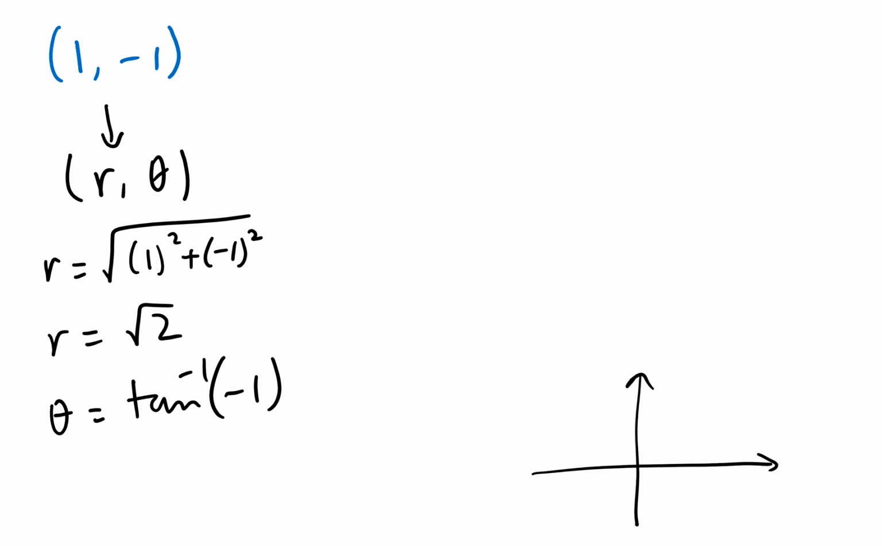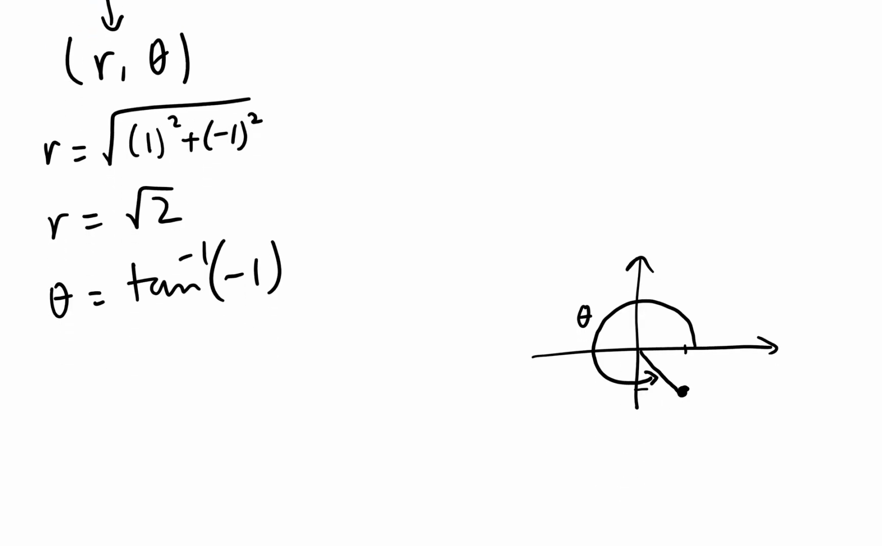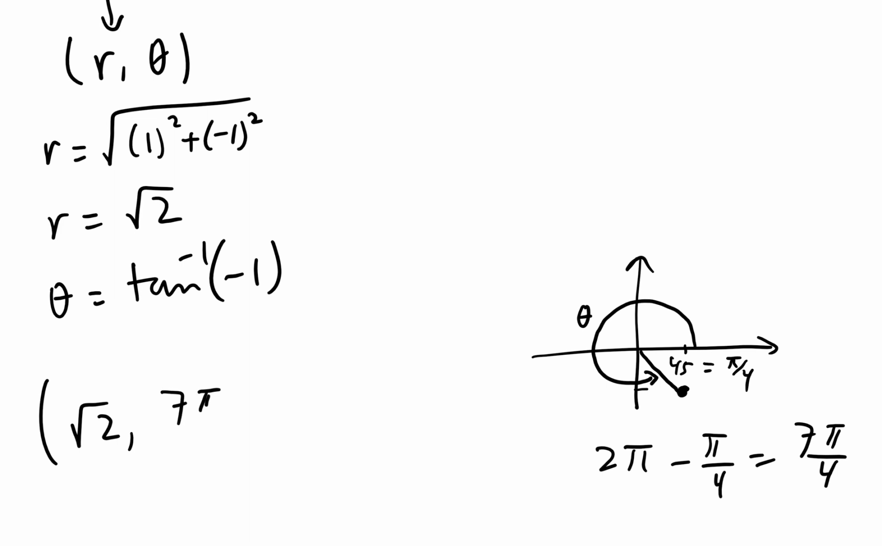To find the angle, the easiest way is to plot the point 1 comma negative 1. The angle always starts there and goes all the way to the terminal side, theta. So here, if there's no negative 1, like positive 1, that would be 45 degrees or pi over 4. So 2 pi minus pi over 4 will give us 7 pi over 4. So the answer becomes r is the square root of 2 and the angle 7 pi over 4.